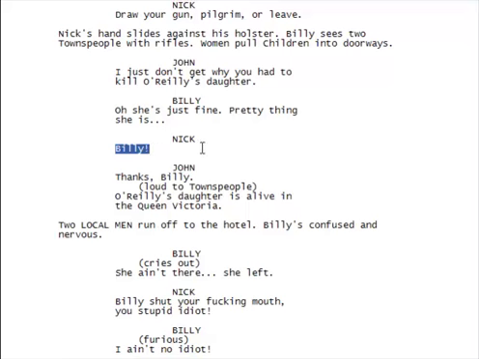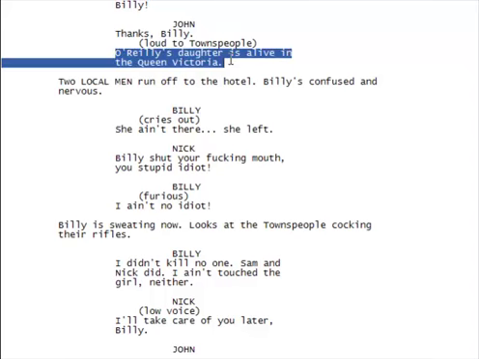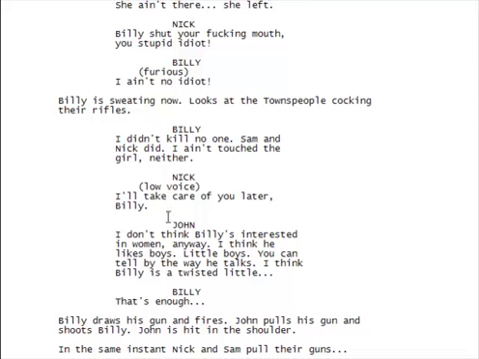So then John now tells the townspeople that O'Reilly's daughter is alive, to go get her. Okay, so this is his evidence. This is essentially evidence that John has tricked them into showing this stuff, and it kind of fits with what's going on. Then just one more step down here. Billy claims he had nothing to do with it. He didn't touch the girl, and John says, I don't think Billy's interested in women anyway. He likes little boys. And Billy says, that's enough, and Billy pulls his gun and fires.